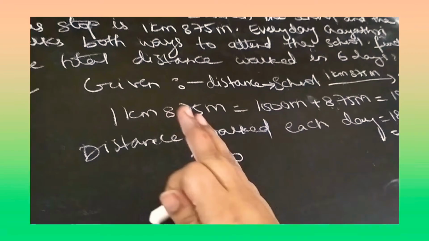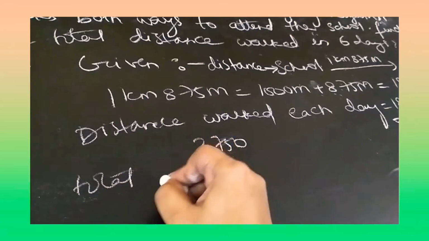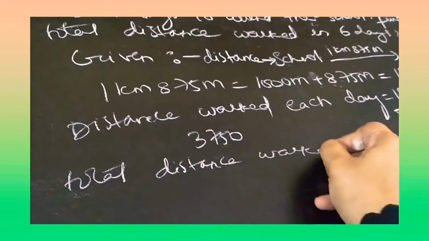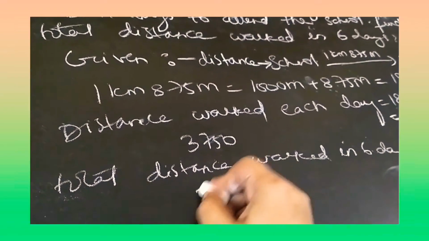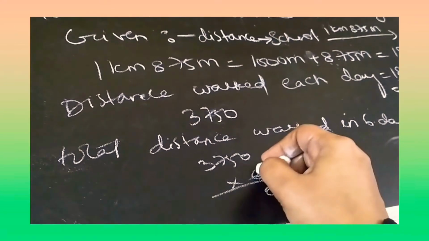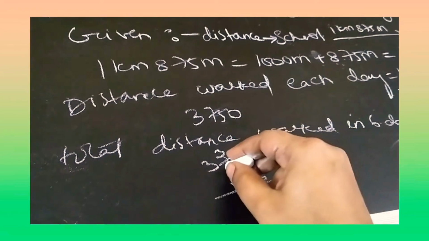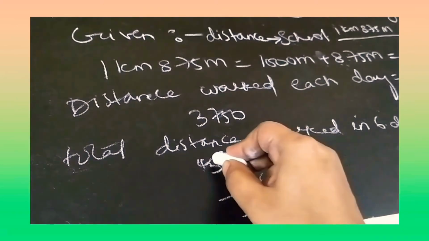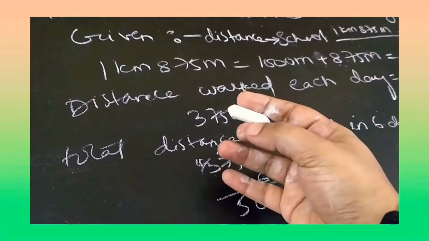6 days. Total distance walked in 6 days means 3750 into 6 you have to do. 6 zeros are 0. 6 5s are 30. 6 7s are 42, 43, 44, 45. It is 4, 5. So 6 3s are 18, 18, 19, 20, 21, 22.